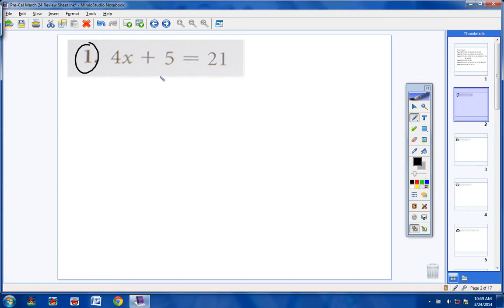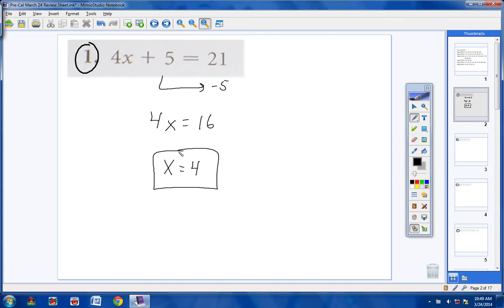Let's solve number 1. Bring the 5 over and make it a negative 5. When you combine, you would get 16. You're left with 4x over here. Divide both sides by 4, and x equals 4. Okay, hopefully we will strike that correct balance between not going too fast and not going too slow. I hope that made sense to you.